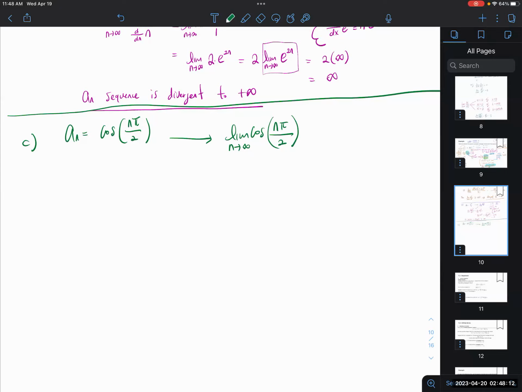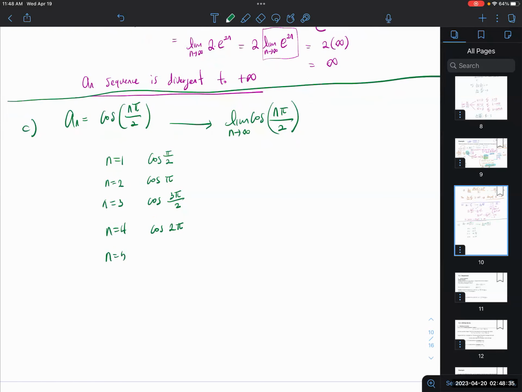So if n equals 1, this is cosine pi over 2. N equals 2, this is cosine 2 pi over 2, which is going to be pi. N equals 3, this is cosine 3 pi over 2. N equals 4, cosine 2 pi. N equals 5, cosine 5 pi over 2. So that's something we can check. And then what is cosine pi over 2? Go to decimal or look at the pattern.